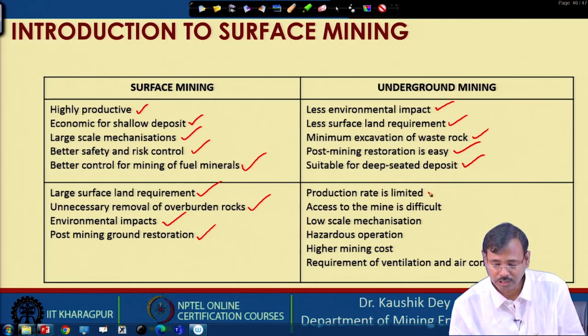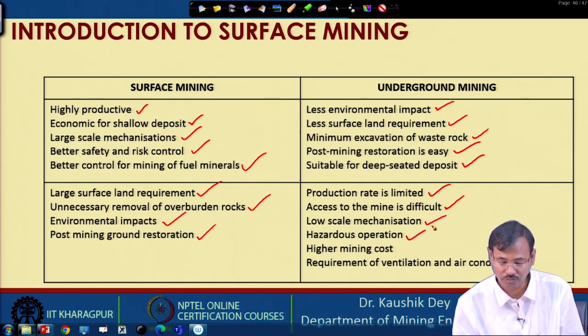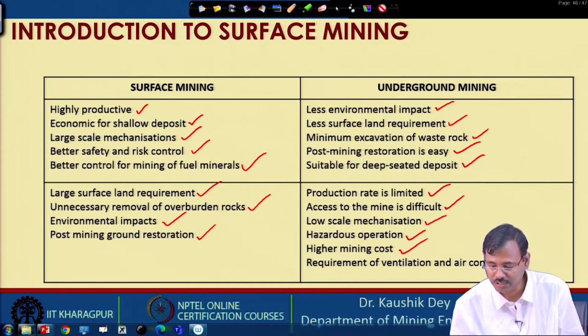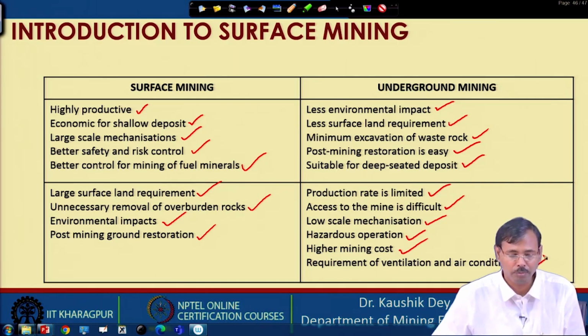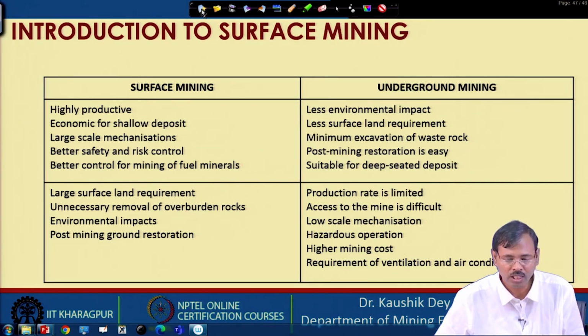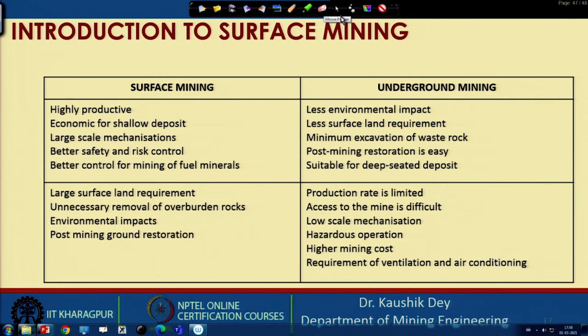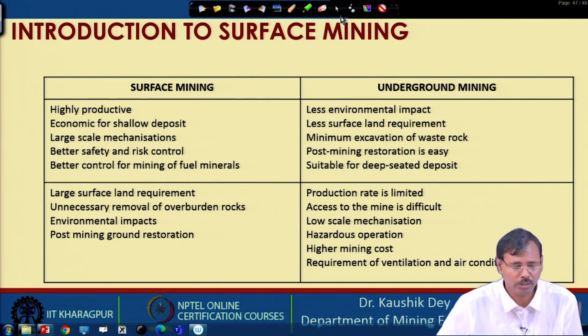Drawbacks of the underground mines are there: production rate is limited, access to the mine is difficult, low scale mechanization, hazardous operations, safety is very difficult, illumination is less, mining cost is much higher, and it requires ventilation and air conditioning for a better work environment. So, basically you understand, for a shallow deposit, surface mining is no doubt very profitable, very economic, and popularly people are asking for that.